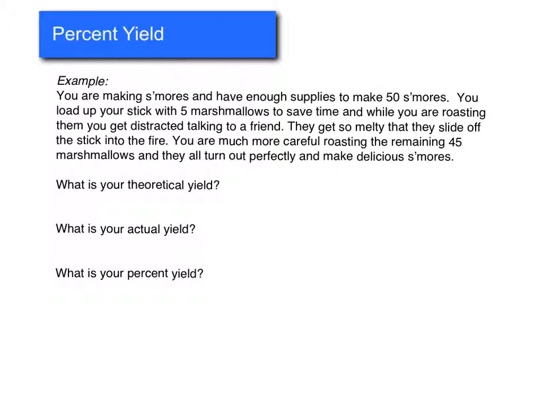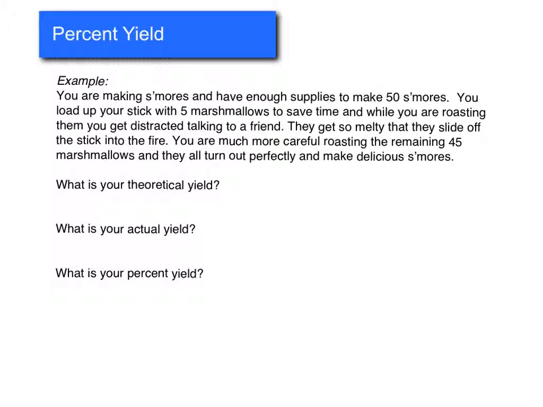So an example, that's sort of a real world example: if you're making s'mores and you have enough supplies to make 50 s'mores, but you have so many to make that you load up your stick with 5 marshmallows to save you time, and while you're roasting, you get distracted talking to a friend, and they get so melty that they slide off the stick and into the fire. So now you have 45 marshmallows instead of 50 because you lost 5 of them. But you're much more careful roasting the remaining 45 marshmallows, and they all turn out perfectly and make delicious s'mores.